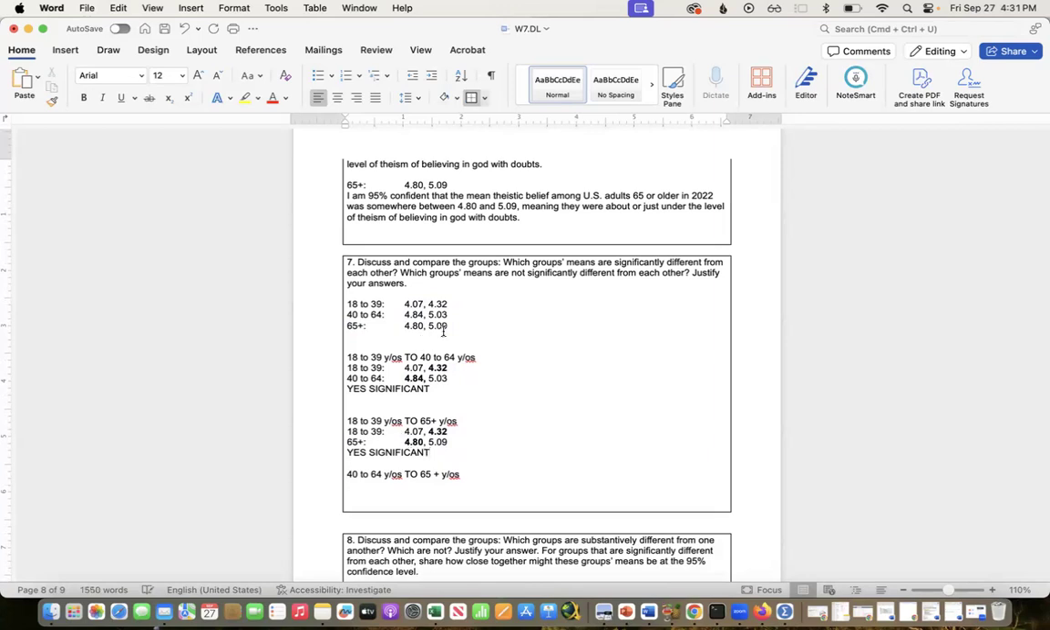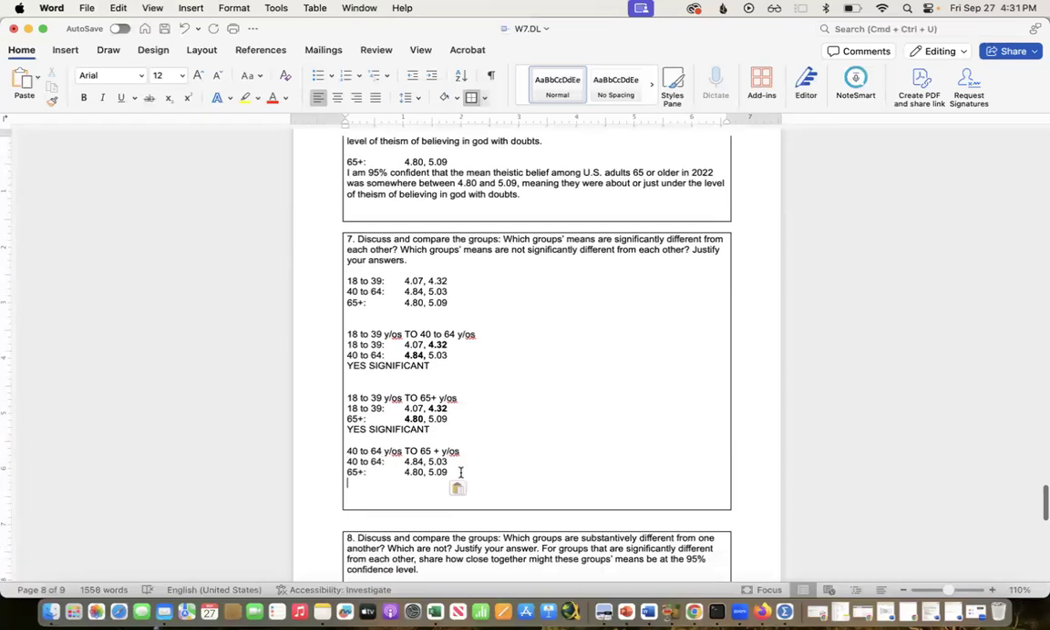And then the last one, this one actually starts out lower. This one goes up to 5.09, and this one starts down at 4.84. So these do overlap. Because, right, they could both be 5, for example. They could both be 4.84. They could both be 5.01, right? And so these overlap.